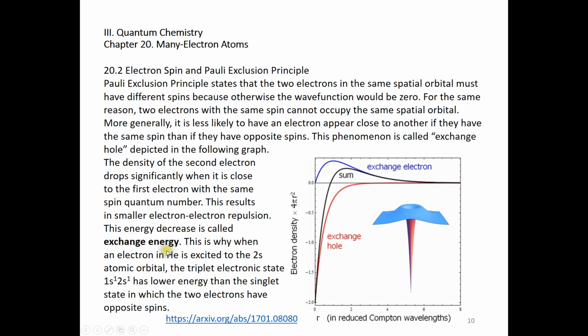And here's one example. If we excite one of the electrons in the helium to the 2s orbital, the triplet electronic state has lower energy than the singlet electronic state, because in the triplet electronic state we can have the two electrons with the same spin. In the singlet state, the two electrons have opposite spins.